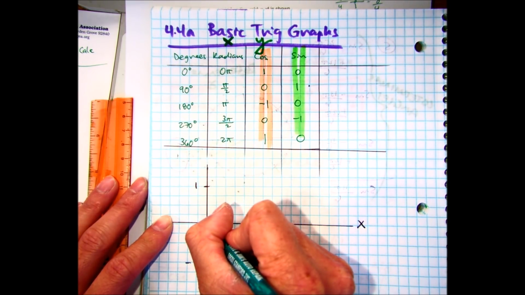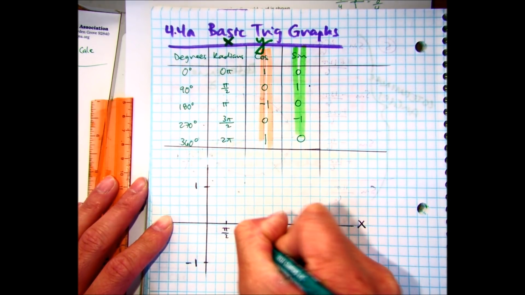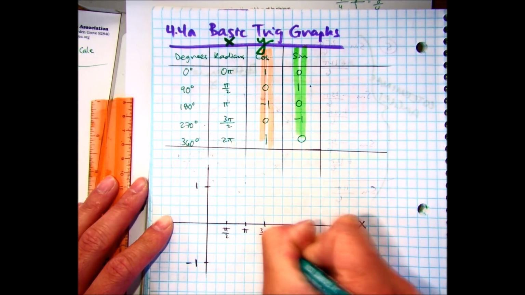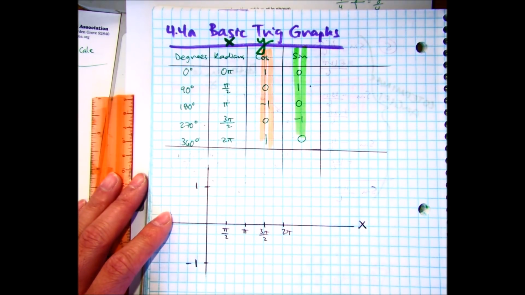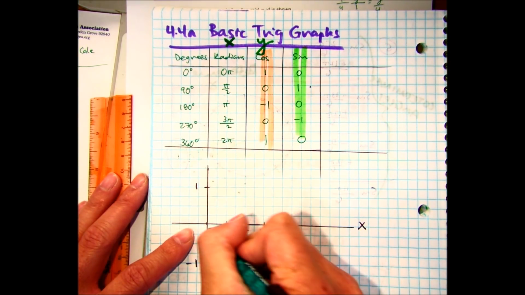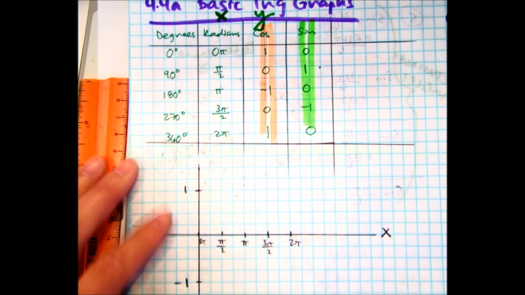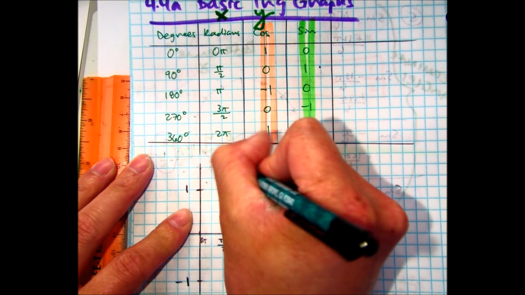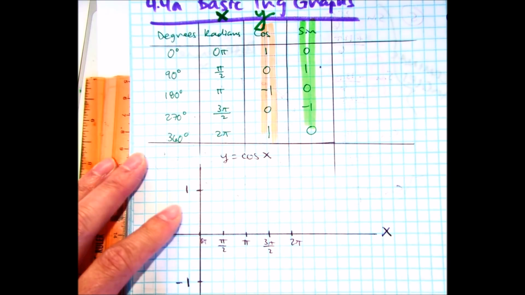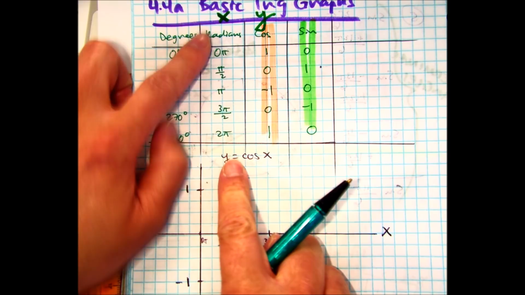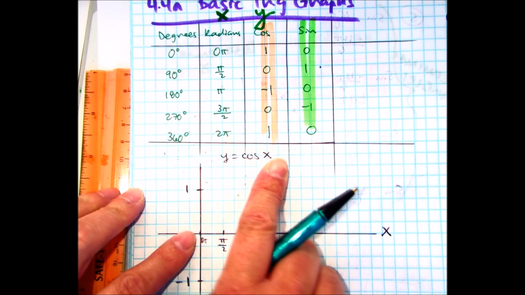So 0 pi, pi over 2, pi, 3 pi over 2, and 2 pi. You can put 0 pi if you want there. And basically what we're going to do is graph y equals cosine of x. So essentially if I put in an x value of 0 pi, cosine at 0 is 1. So now I'm just going to graph 1.